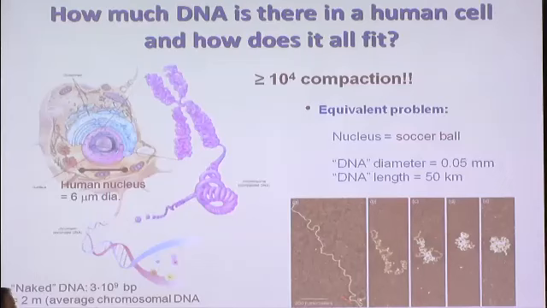And clearly, there's a lot of stored length in a chromatin fiber. These are actually AFM images of chromatin fibers that have been pulled to varying extents.